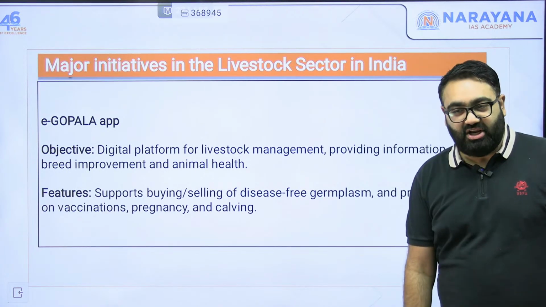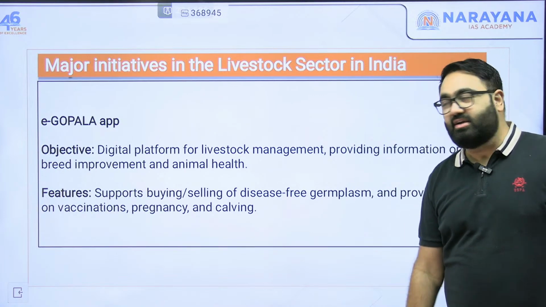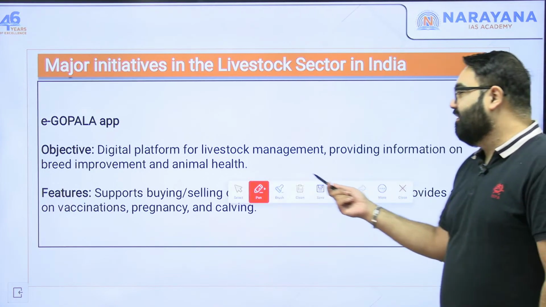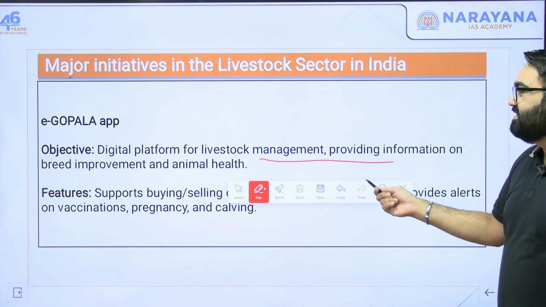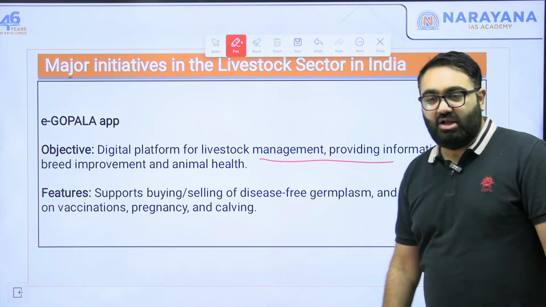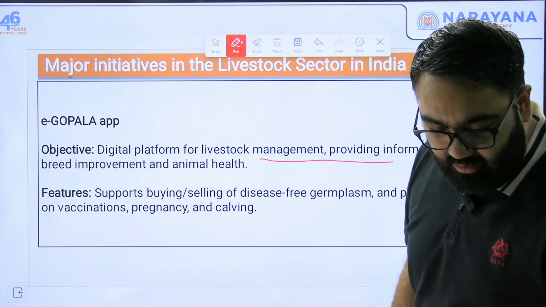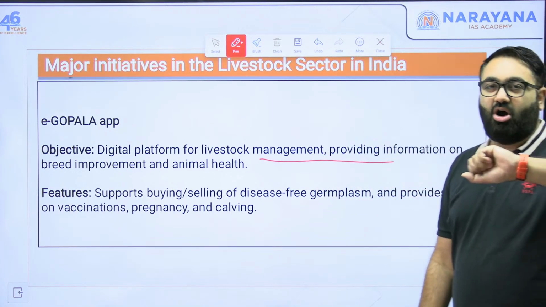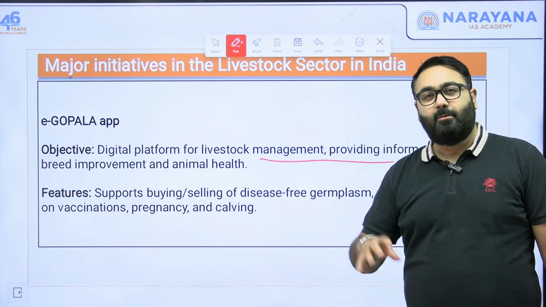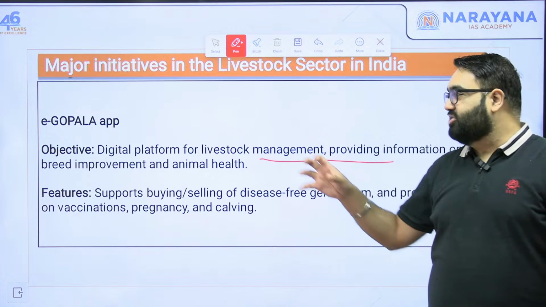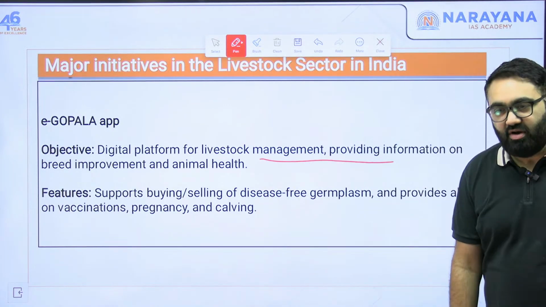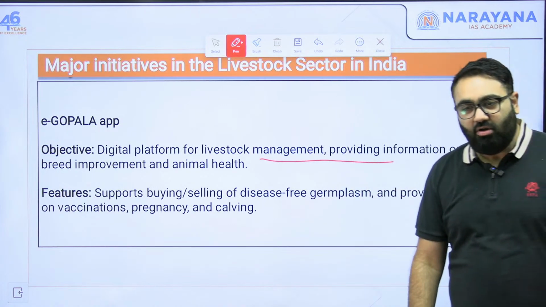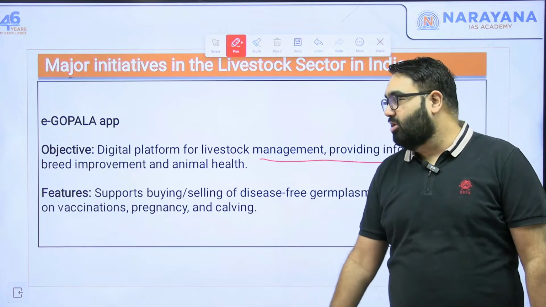One more example of India's push in the livestock sector is the eGopala app. The eGopala app is a digital platform for livestock management. Again, it gives information about breed improvement, animal health, etc. If you are a farmer with livestock that you use for milk production, and you want information about how to keep them in good health or make them disease free, for all of that, this app has been launched, called the eGopala app.